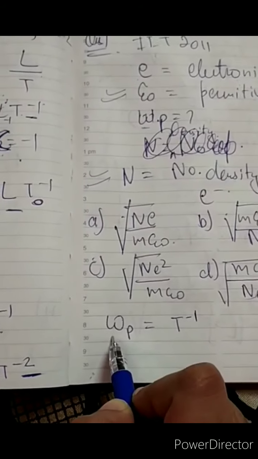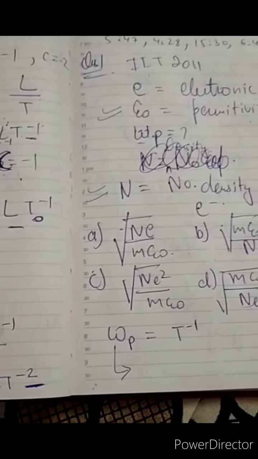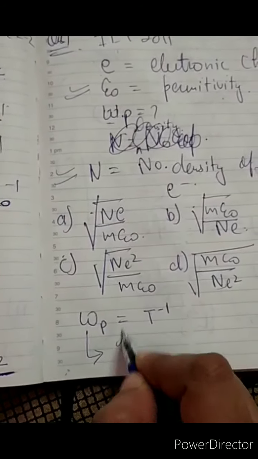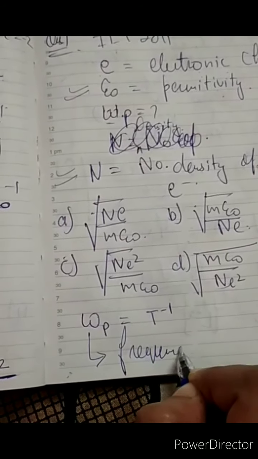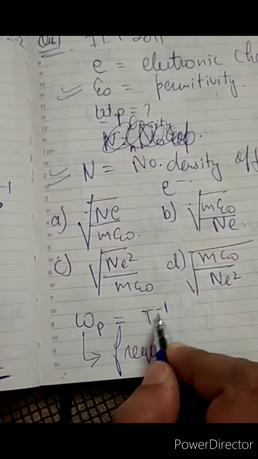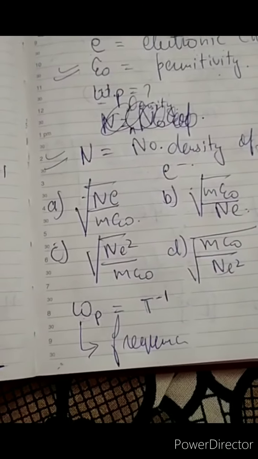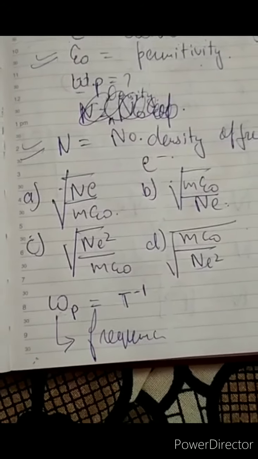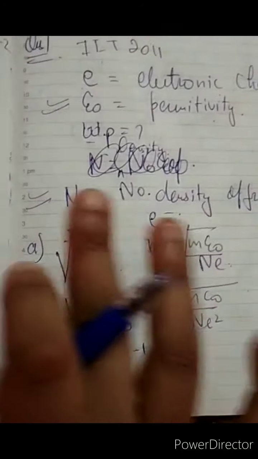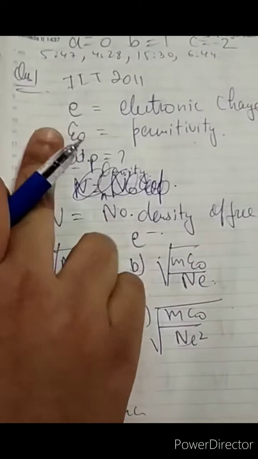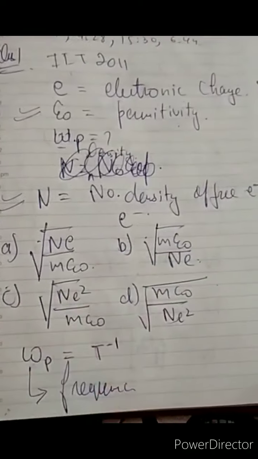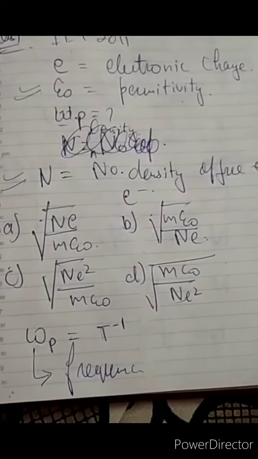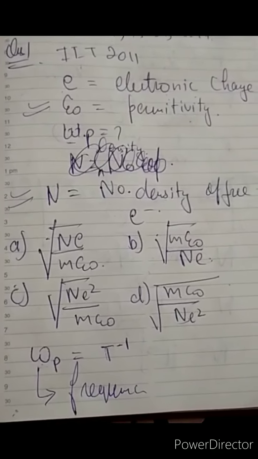Omega is frequency, angular frequency. Angular frequency will be T inverse. Its dimensional formula in MLT form is T inverse, right? Dimensional form is the physical dimension, and if you write it in the form of a dimensional formula, it is T inverse. So you want these E, epsilon 0, n in such a way that they will give you T inverse. That's it. They want this from us.